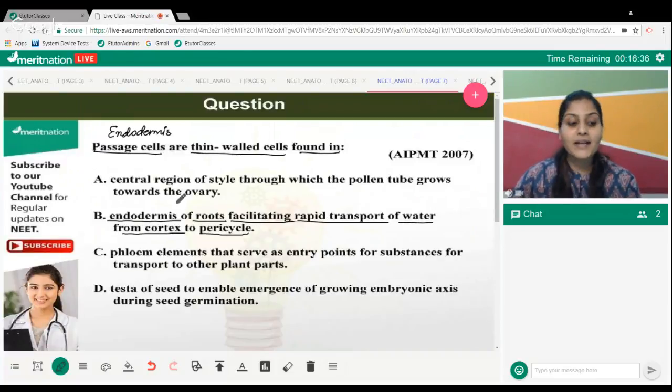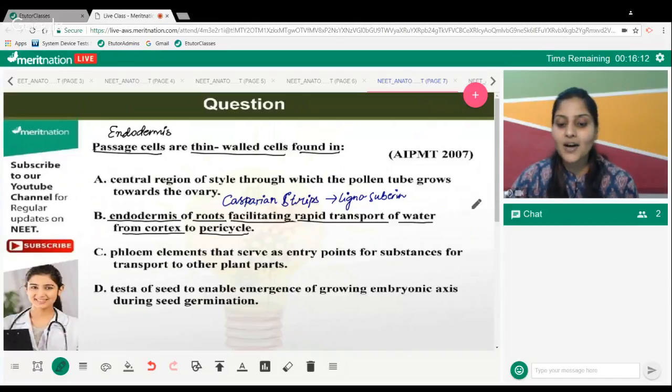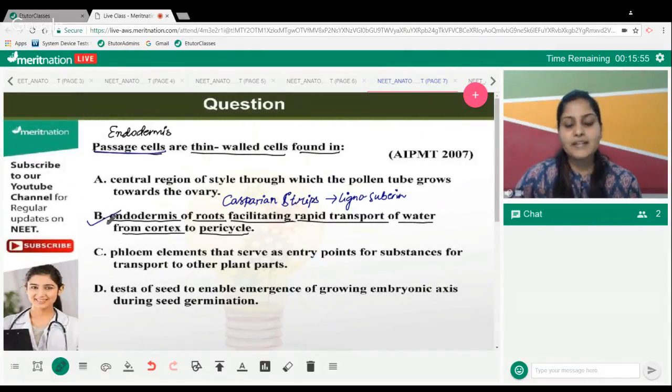Why? Because if you pay attention, endodermis of roots has something called Casparian strips. Endodermis of roots is blessed with Casparian strips, and Casparian strips are made up of lignin and suberin. Both of them do not allow movement of water via the cell wall. Apoplastic movement of water cannot happen. That is why we have certain cells which do not have lignin and suberin. Passage cells do not have that. So B is the right answer.